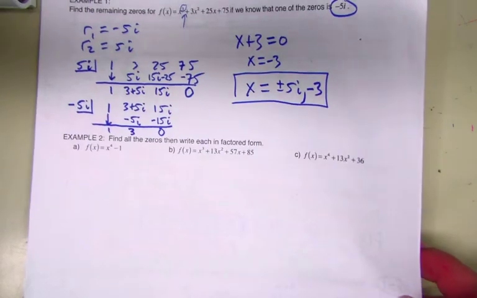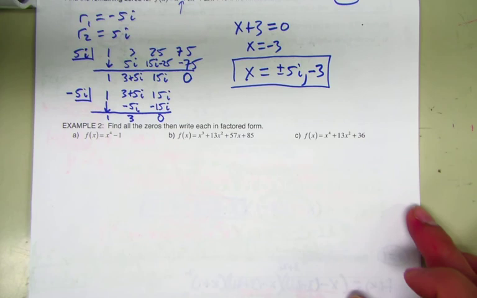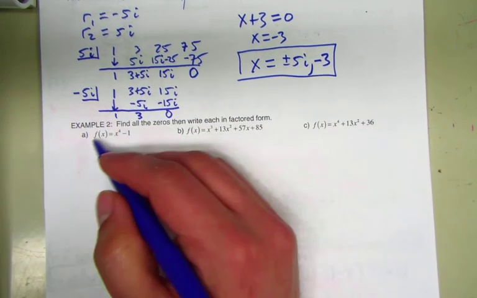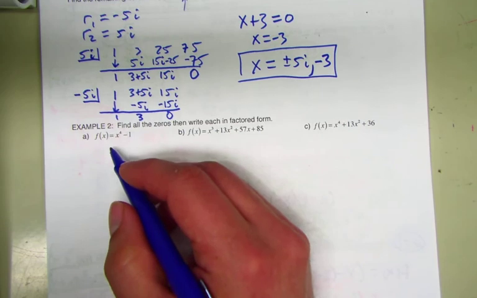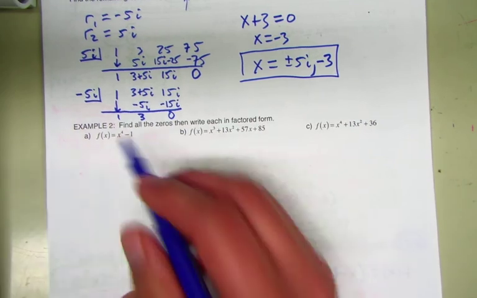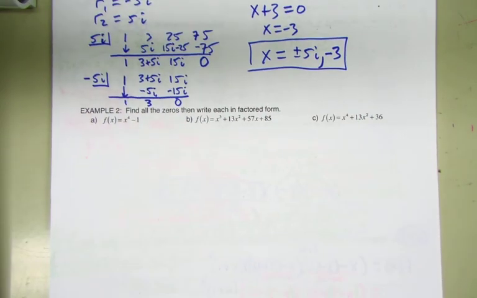Let's go ahead and try example 2a here. So here we're finding all the zeros. So we're going to start from the beginning.